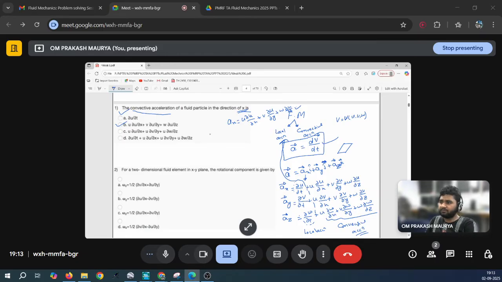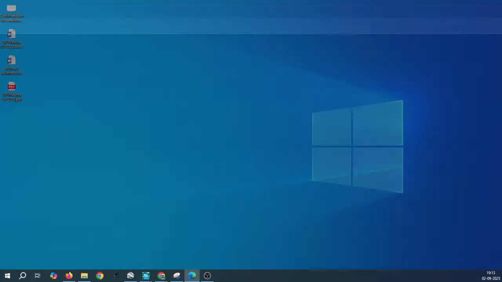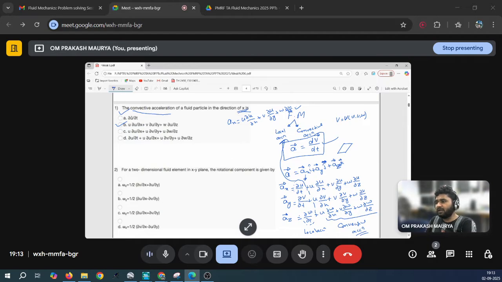So like that you need to select the answer or interpret the questions. Now let us move to the next one. The next question is for a two-dimensional fluid element. Why I was focusing on three-dimensional in the previous question is because, as we will see in the options, you have x, y, z. So according to the options you have to think about it.